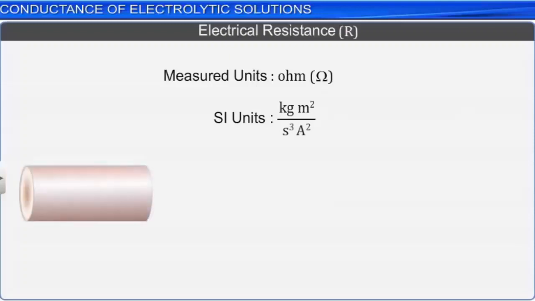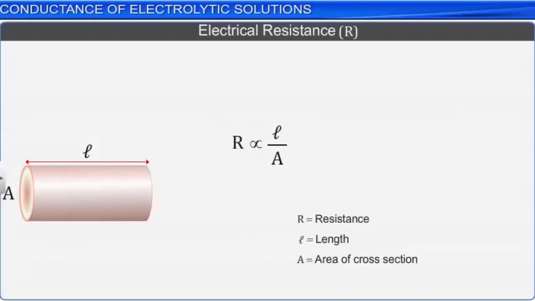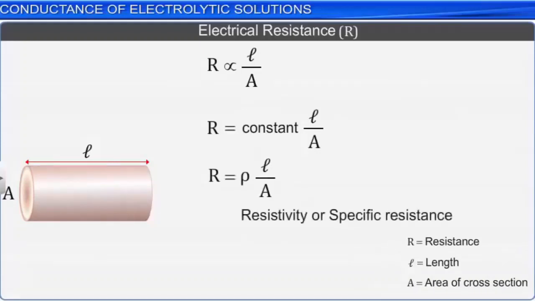The electrical resistance of any object is directly proportional to its length, L, and inversely proportional to its cross-sectional area, A. We need a proportionality constant to turn this proportionality into equality. This proportionality constant is called resistivity or specific resistance and is represented by the Greek letter ρ.